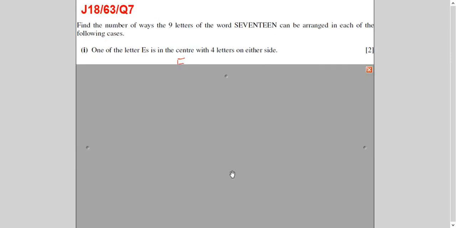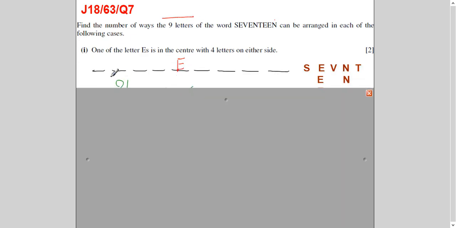Okay. Now, last question, very important. And it is again the same identical case. Find the number of ways the 9 letters of the word can be arranged in each of the following cases. One of the letter E's is in the center. Now how many letters does the word have? 1, 2, 3, 4, 5, 6, 7, 8, 9. If I draw 9 lines, exactly in the center is the 5th place. Then I have 4 letters here and 4 letters here.